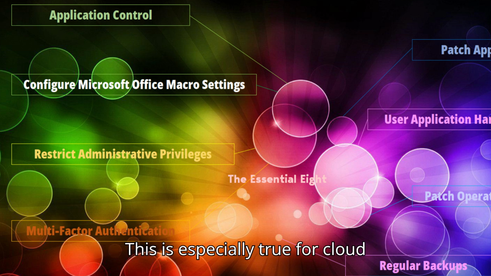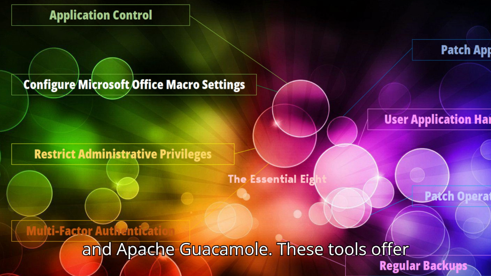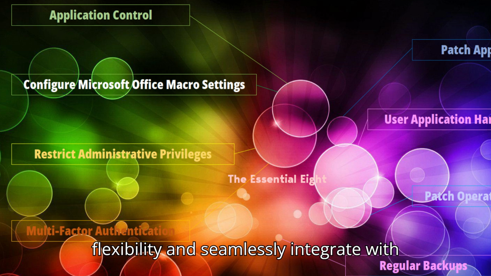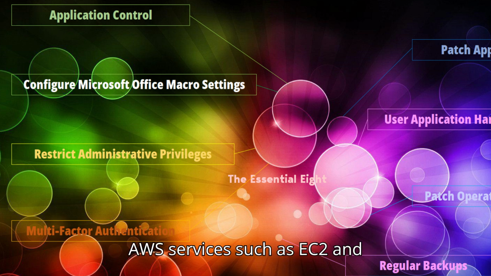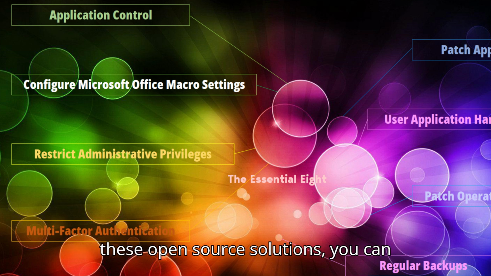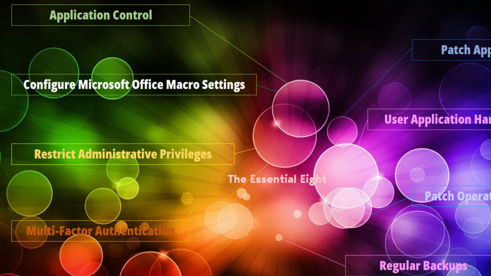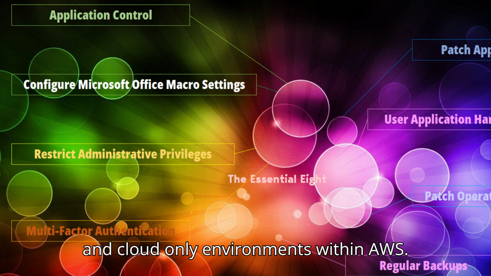This is especially true for cloud-agnostic tools like Terraform, Ansible, and Apache Guacamole. These tools offer flexibility and seamlessly integrate with AWS services such as EC2 and Amazon WorkSpaces. Using a combination of these open-source solutions, you can effectively manage on-premises, hybrid, and cloud-only environments within AWS.